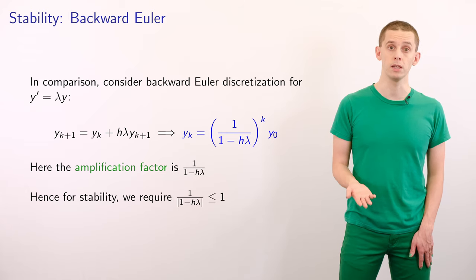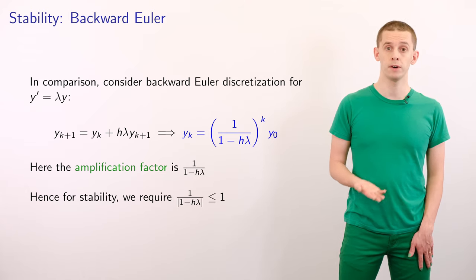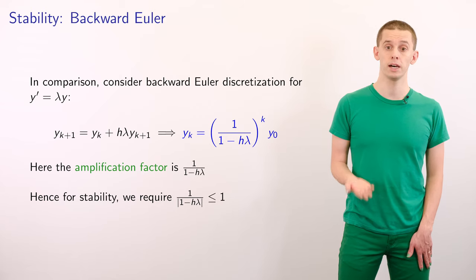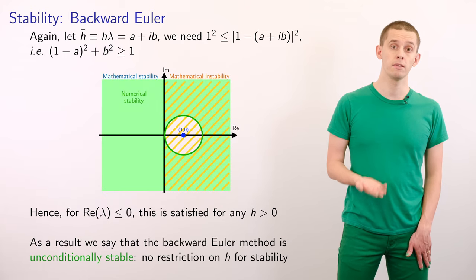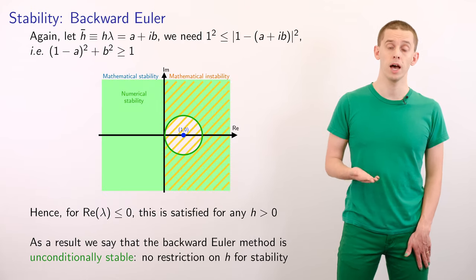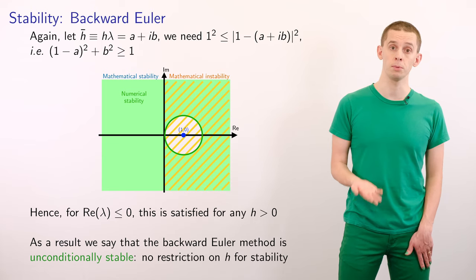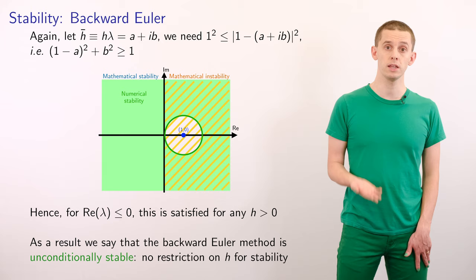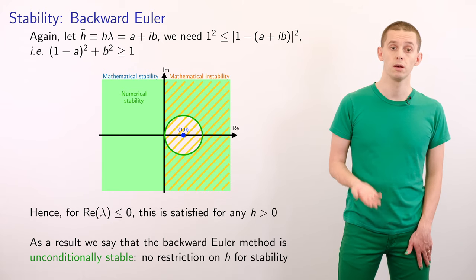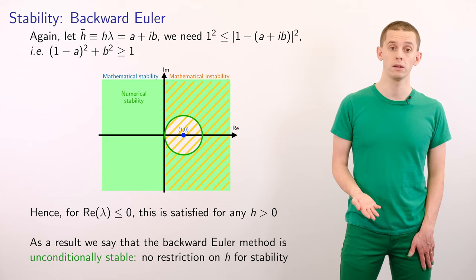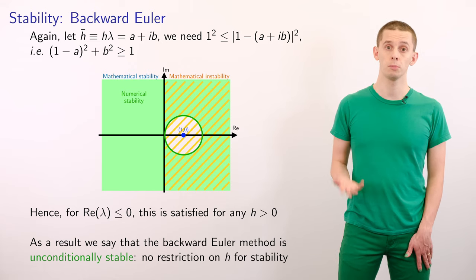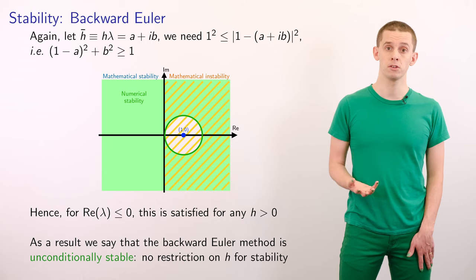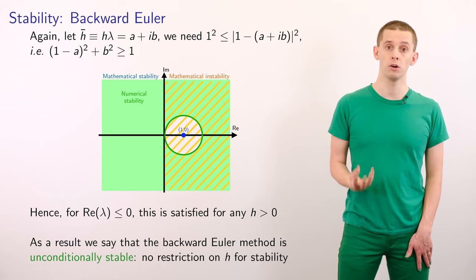And therefore, for stability, we require that 1 divided by the magnitude of 1 minus h lambda has to be less than or equal to 1. So again, we'll define that h bar is equal to h times lambda, and we'll expand that in terms of components as a plus ib. And we'll see that for stability, we therefore require that (1 minus a) all squared plus b squared has to be greater than or equal to 1. And this region will correspond to the entire complex plane apart from the disk of radius 1 centered on (1, 0).